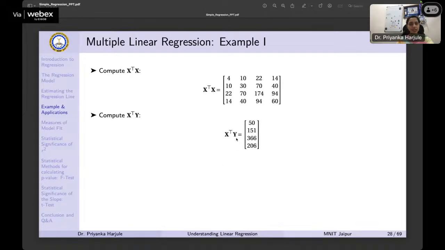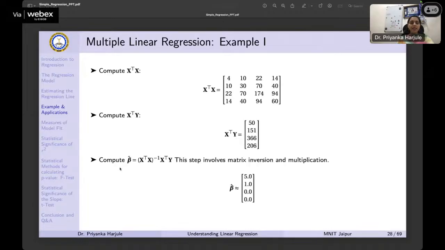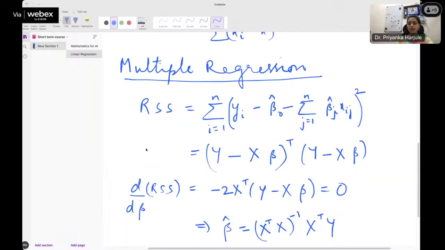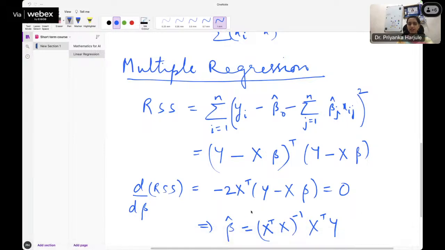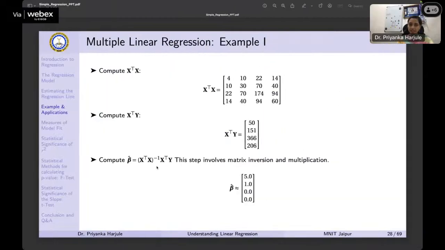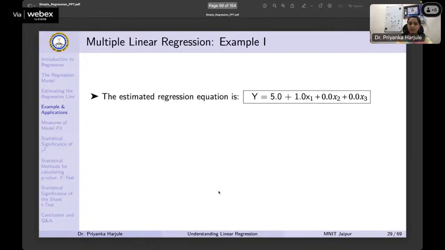Then we compute the x transpose y, and finally what we had derived from our first derivative rule, that beta cap to be x transpose x the whole inverse x transpose y. So using that, we find the beta cap estimations of all the parameters, and using these parameters, we find our best fitting line, that is 5 plus x1, and you don't have any contribution of x2 and x3 in predicting the y value. Okay, why is this so?